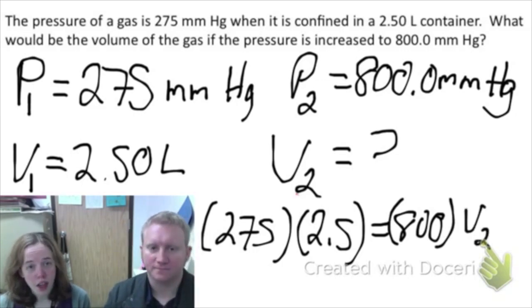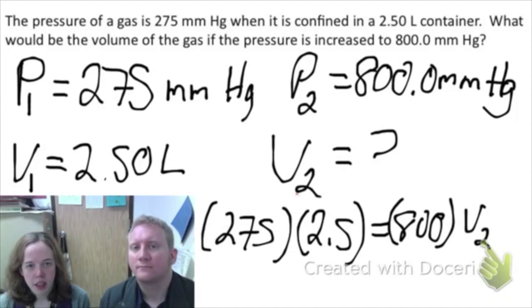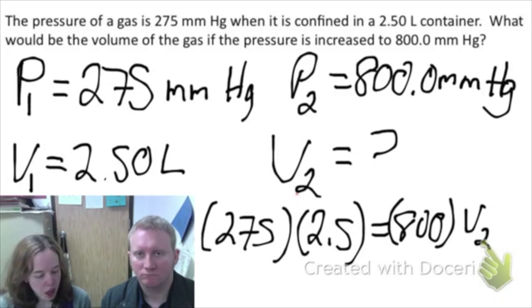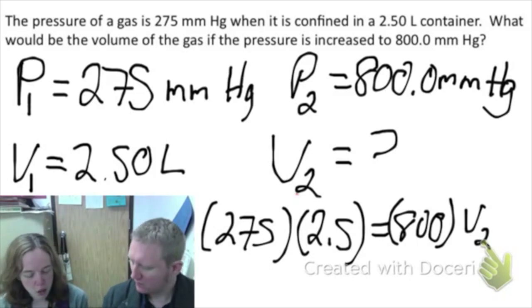All right, this is a good time to remind you: leave the variables like they are. Don't always change your unknowns to X. It makes your life so much harder because you don't remember what you're looking for. Just plug in V if you're looking for V. All right, so now to do our algebra, what are we going to have to do? How are we going to get V2 by itself?